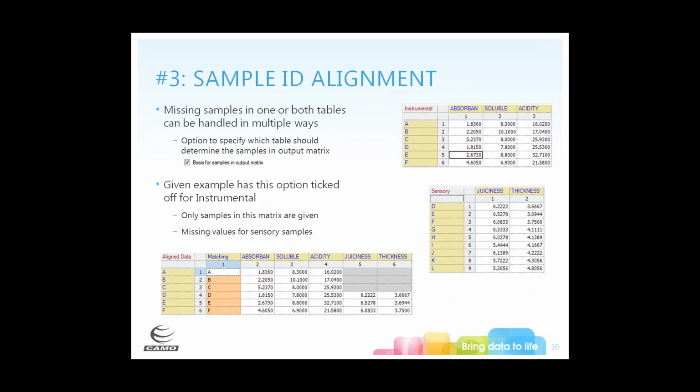And there is an option, this is how you specify which data table to take preference, to put it that way. So there's an option called basis for samples in the output matrix, and if you click that for the instrumental data, then the column dimension and the row dimension and order will be the same in the aligned data table as the output. If, for instance, in this case, sample A, B, and C are not found in the additional data table, then those will be missing in the output table, which makes sense.